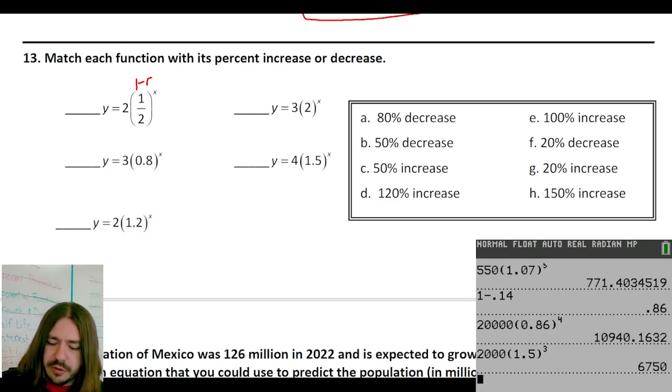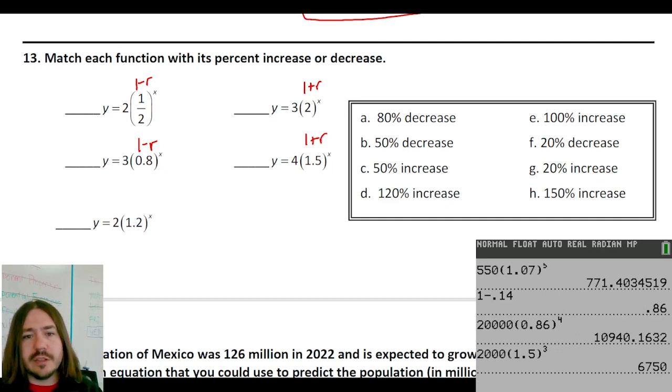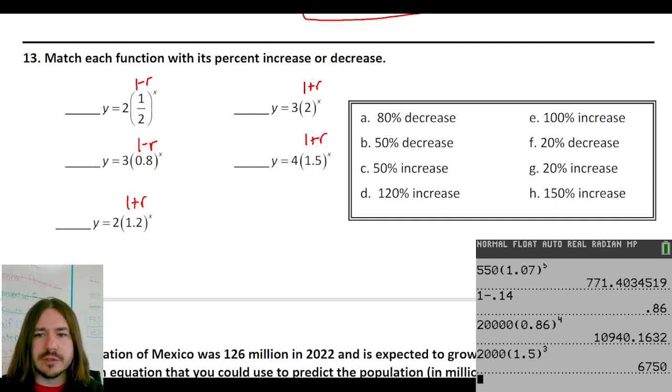So 2 is bigger than 1, so that means we've got 1 plus r. 0.8 is smaller than 1, so that'd be 1 minus r. This would be 1 plus r because it's growth, it's bigger than 1. And then down here, this is also bigger than 1, so it's 1 plus r. So we've got 2 decay functions and 3 growth functions. So we should have a decrease for these first 2 over here on the top left, and then all the rest should be increases.